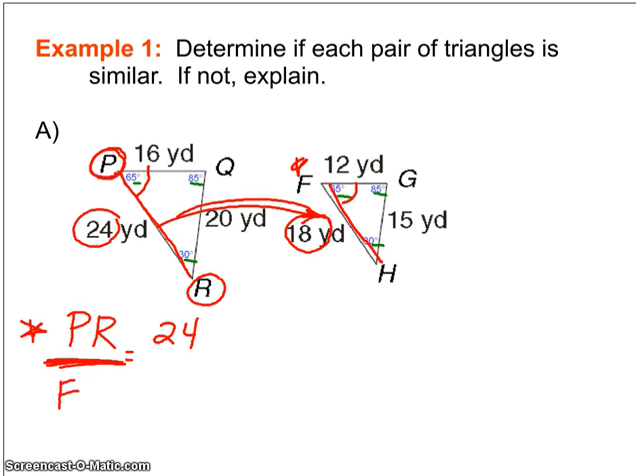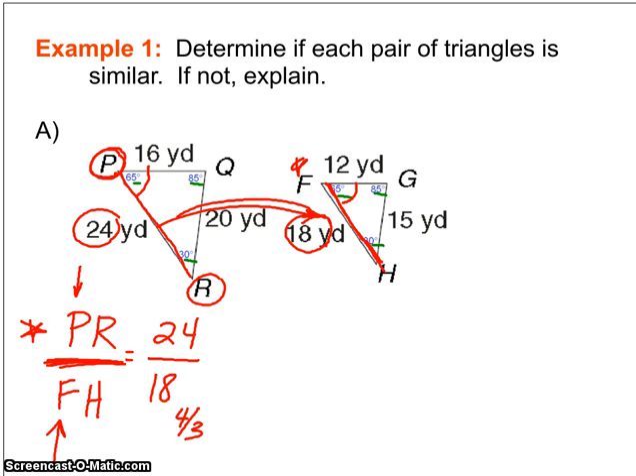So since P came first over here, F also must come first here. P was my 65-degree angle, and F was also my 65-degree angle, so I wrote them first. Again, the order of your letters matters. They have to correspond. So 24 corresponds to 18, so this is going to be FH. And the length of FH is 18. So grab your calculators, or just do mental math. Go ahead and simplify this ratio of 24 to 18. When you simplify it, divide both by 6 and you get 4 to 3.